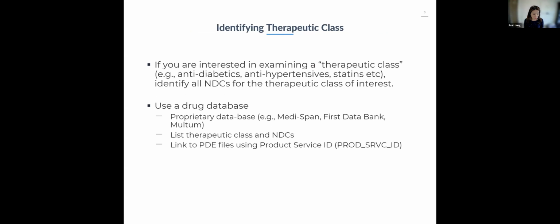Now, RxNorm is probably something I see people increasingly using because it's somewhat free. I've been using a more proprietary database, MedSpan, and other databases are First Databank or Multum. These databases list therapeutic class and disease, and they have a lot more information, including indications, histories, prices, etc. If you use these databases, you can link them to PDE based on the NDC or product service ID.